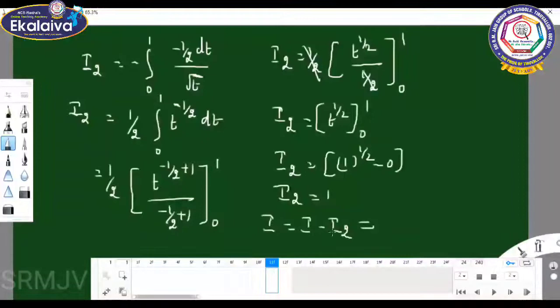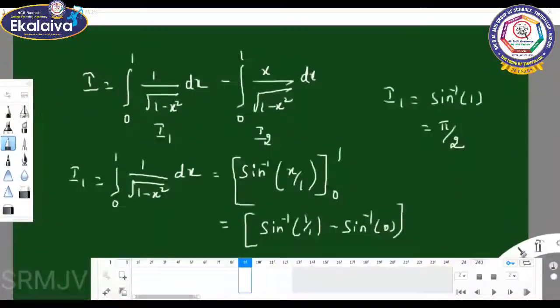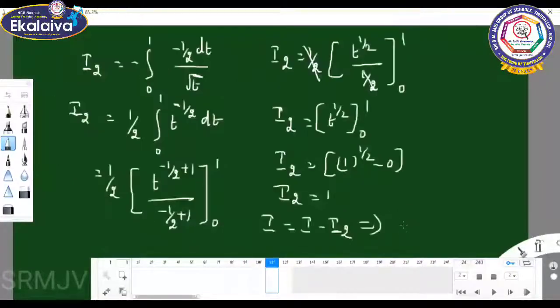I equal to I1 minus I2. I1 value is pi by 2, minus 1. Pi by 2 minus 1 is the answer.